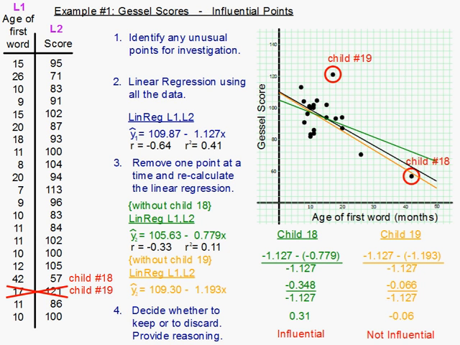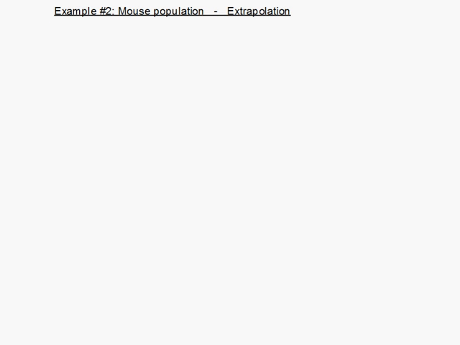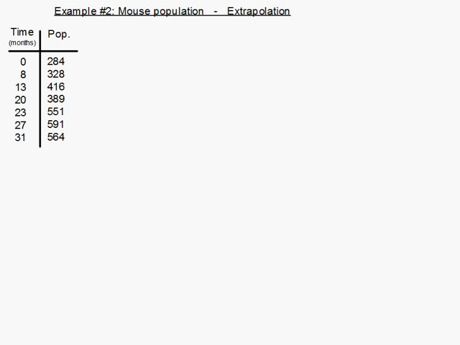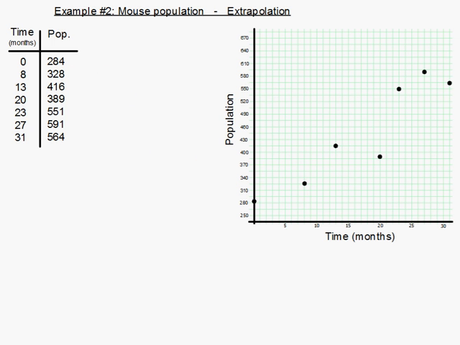That's influential points. Now our next issue is extrapolation. We're going to use mouse population as our example, and maybe we're looking at a big field somewhere and somehow we're getting estimates of the mouse population over time, in months, over almost a 3-year time period. And we can graph it and it'll look something like this.